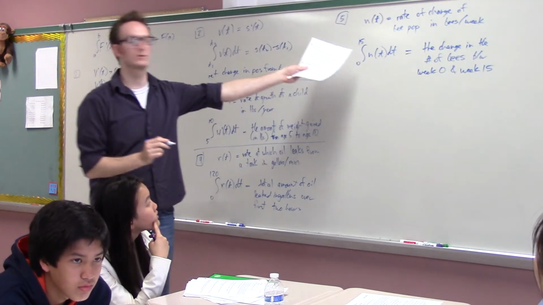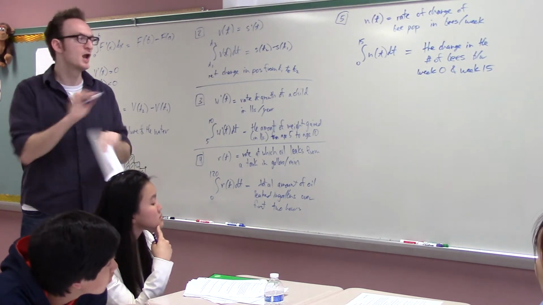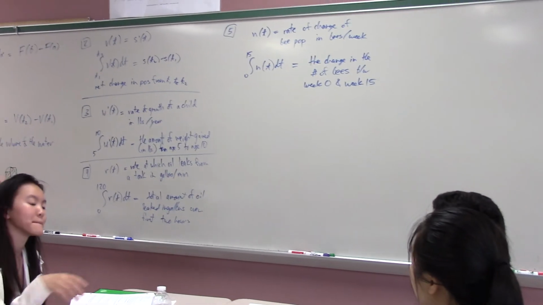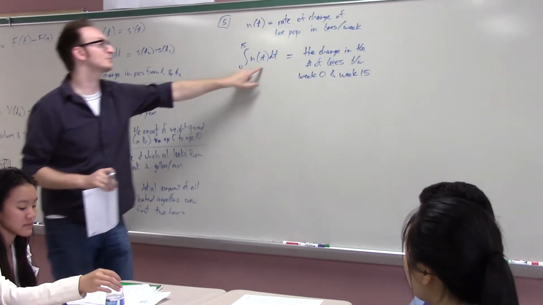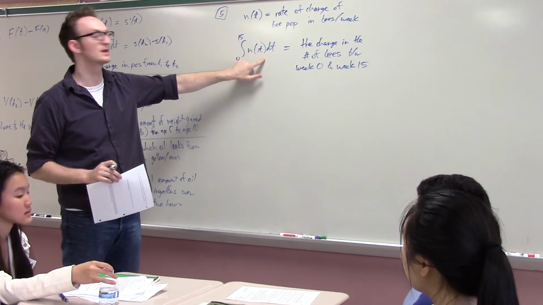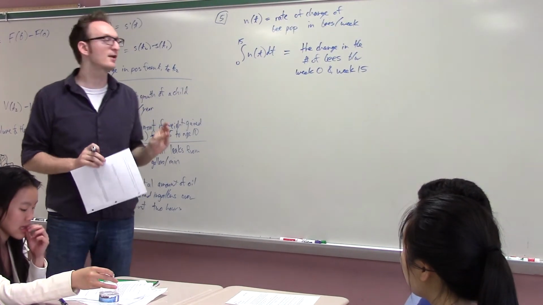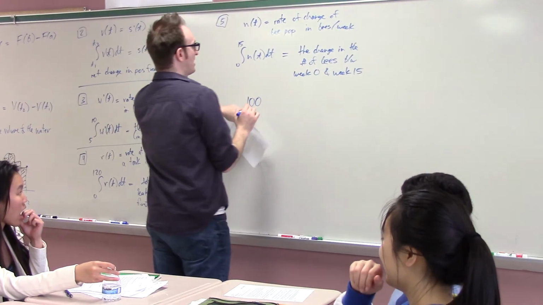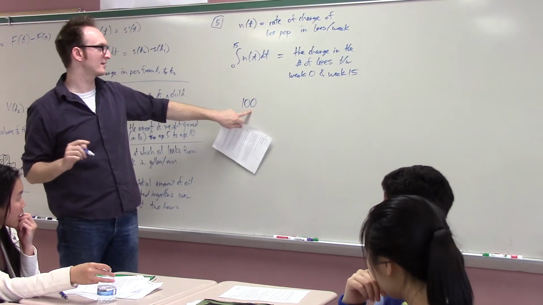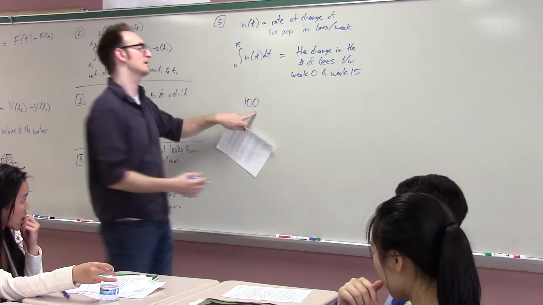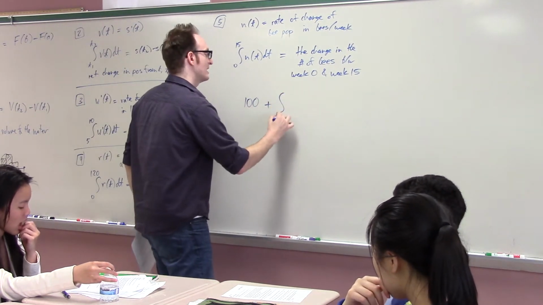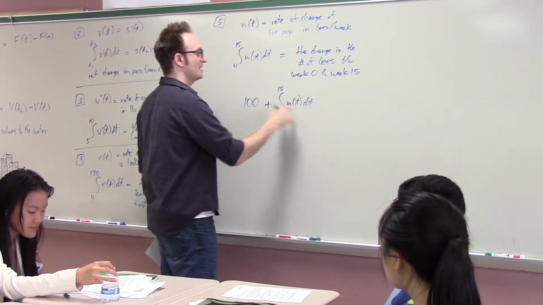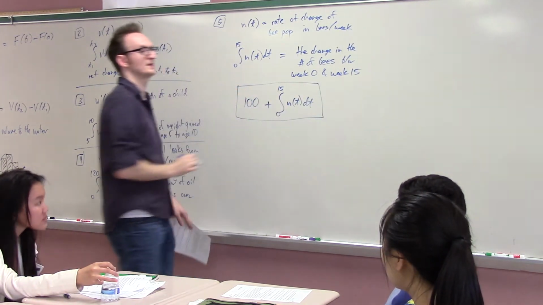Okay, so is that the answer to the problem? No, right? We want an expression which represents the number of bees. This represents the change in the bees. So how many bees actually are there after 15 weeks? 100 plus that. There are 100 bees at week 0 plus the integral from 0 to 15 of the rate at which the number of bees changes, and that represents the number of bees after 15 weeks.